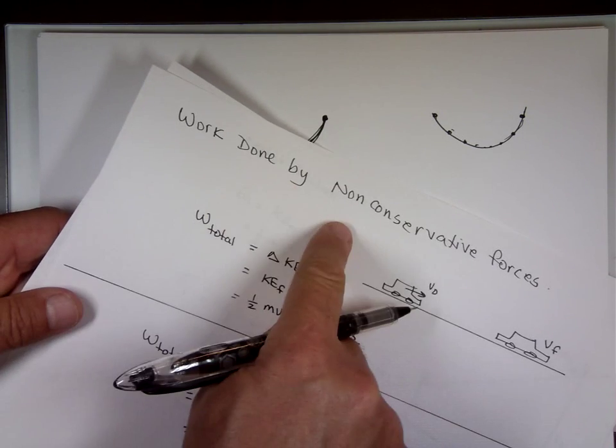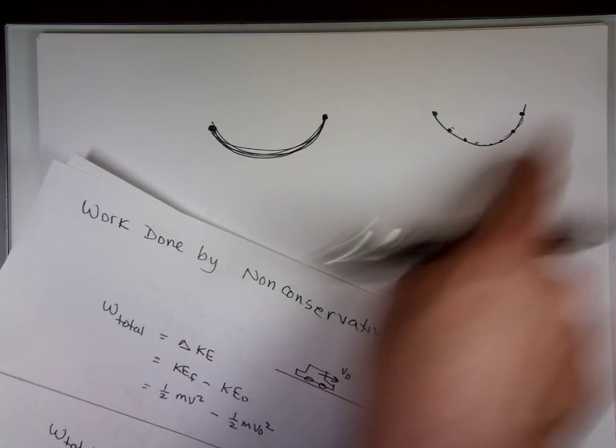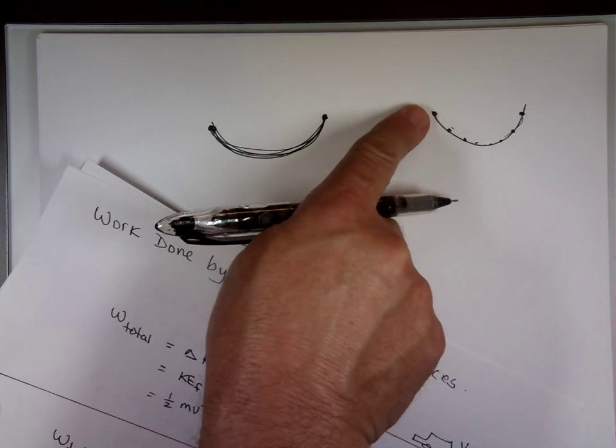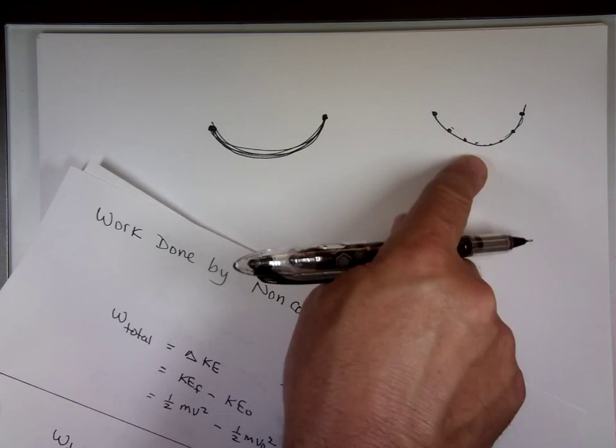So how do we deal with them? And that's what today's topic is: work done by non-conservative forces. That friction force is non-conservative. It's going to make the final and initial not equal to each other. It's going to be a difference between them.